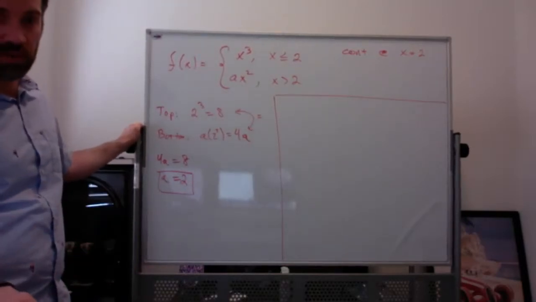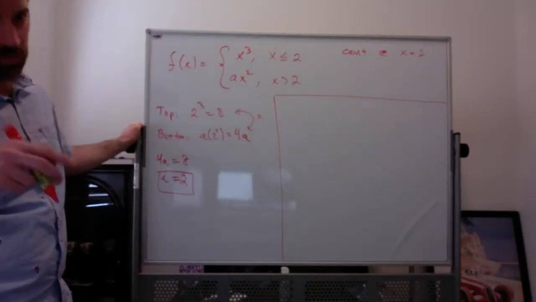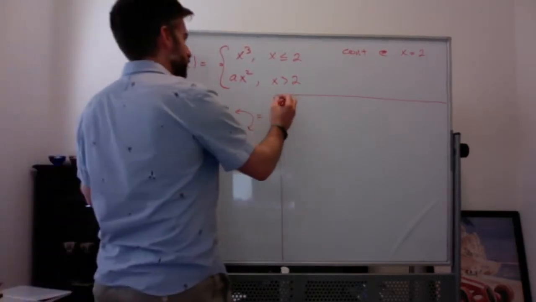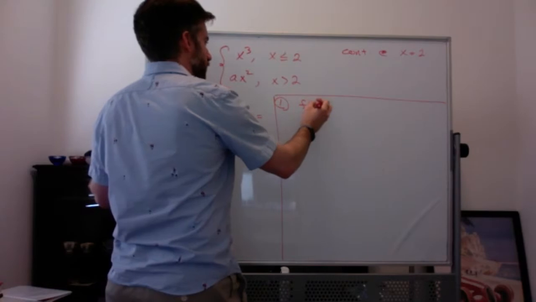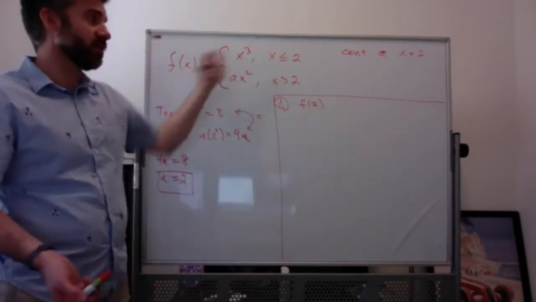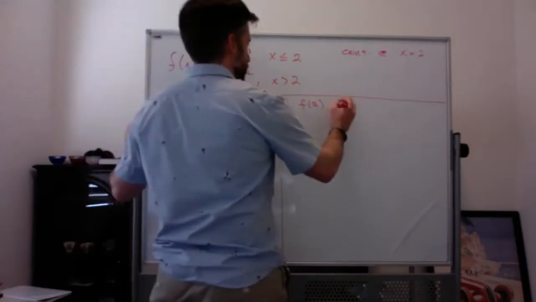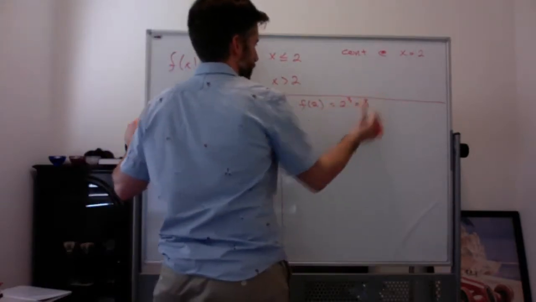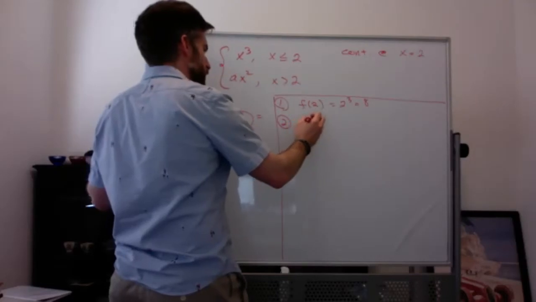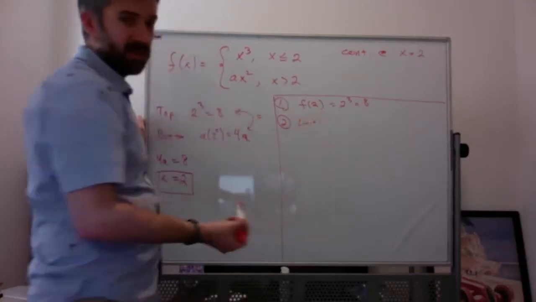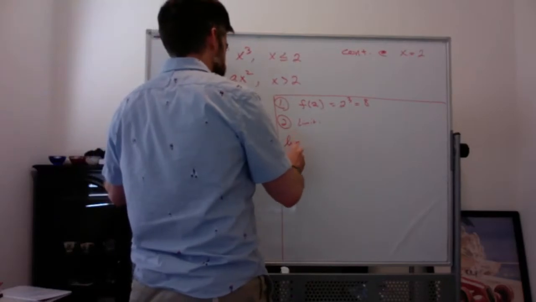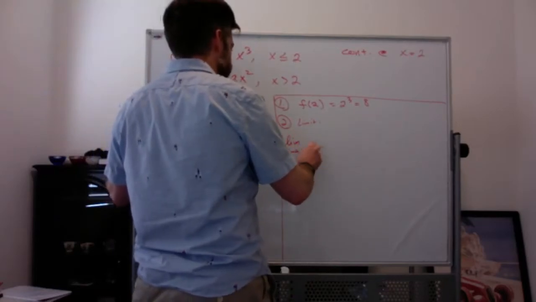The function has to exist there, the limit has to exist there, which is what this is kind of revolving around, and then they have to be equal to each other. So first things first, f of 2, I would plug 2 into the top piece, because that's where x is equal to 2. So f of 2 is going to be 2 cubed, which is 8. Second piece, the limit. So to do the limit, I need to do the left-hand limit and the right-hand limit. So the limit as x approaches 2 from the left.